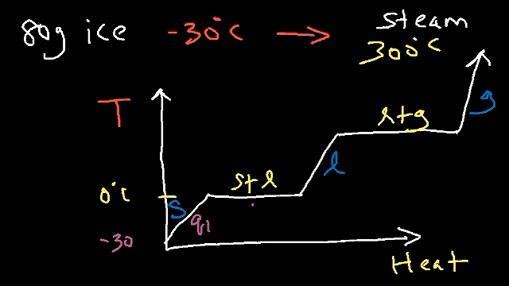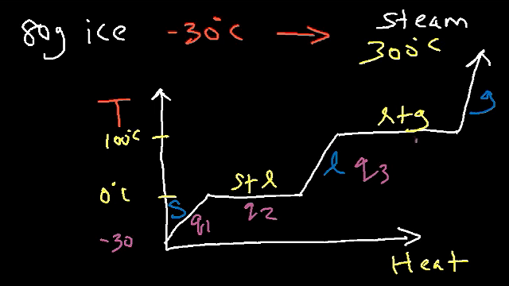And then we need to calculate Q2. That's a phase change problem. That's the energy that's required to melt ice into liquid water. And then Q3 is a temperature change problem where we need to use Q equals MCΔT. And we need to heat up liquid water from 0 to 100 degrees Celsius.